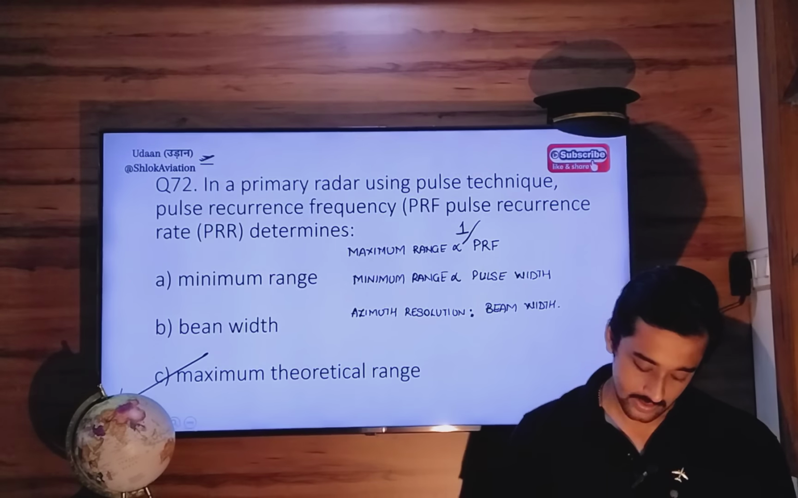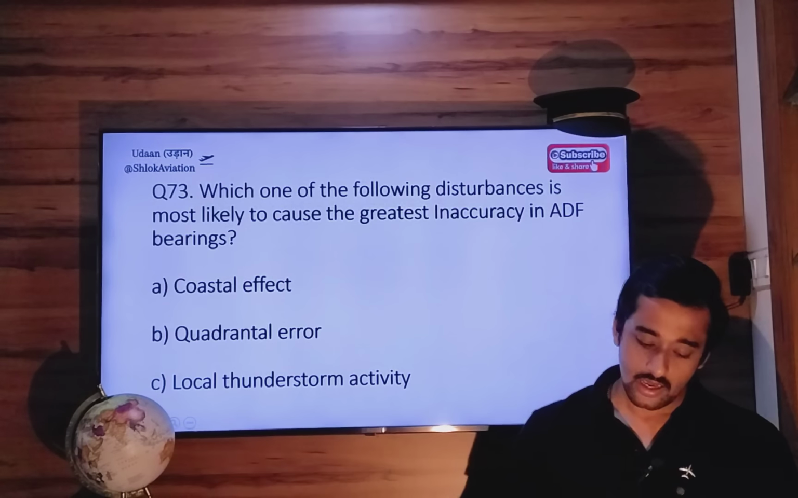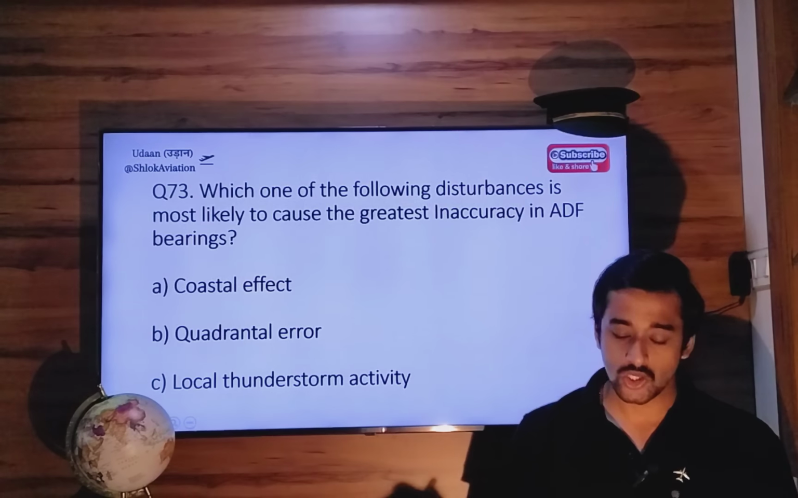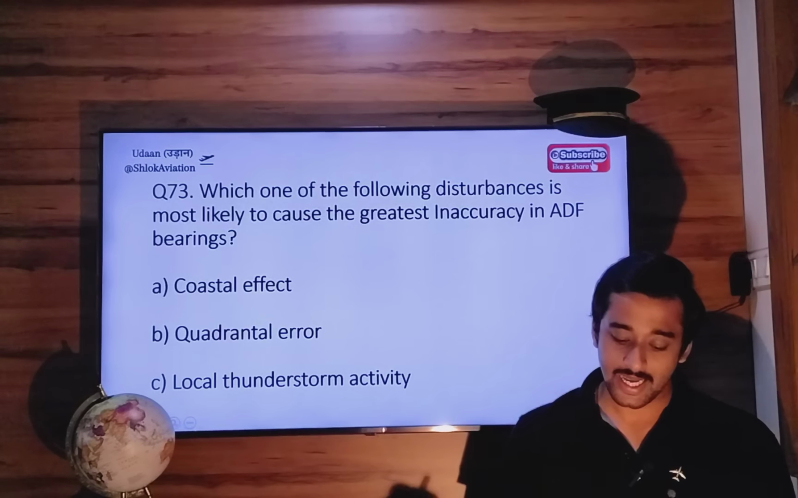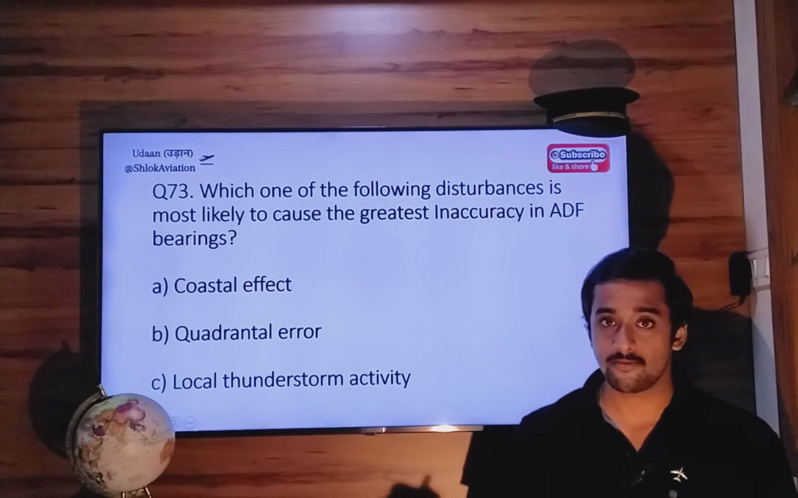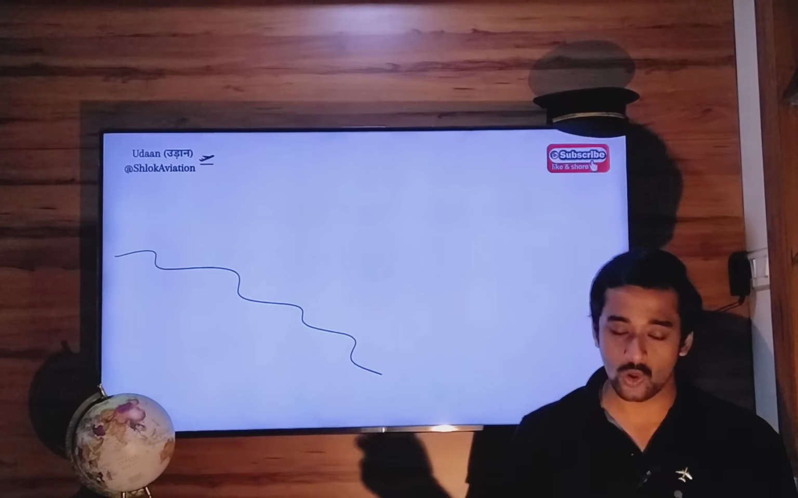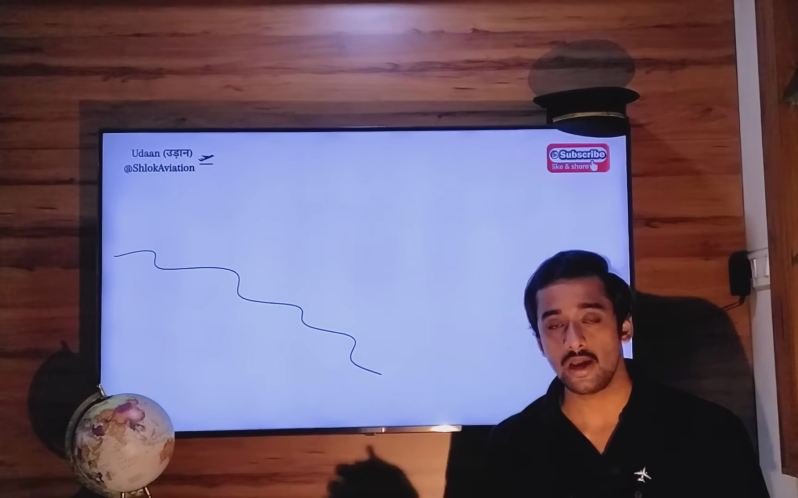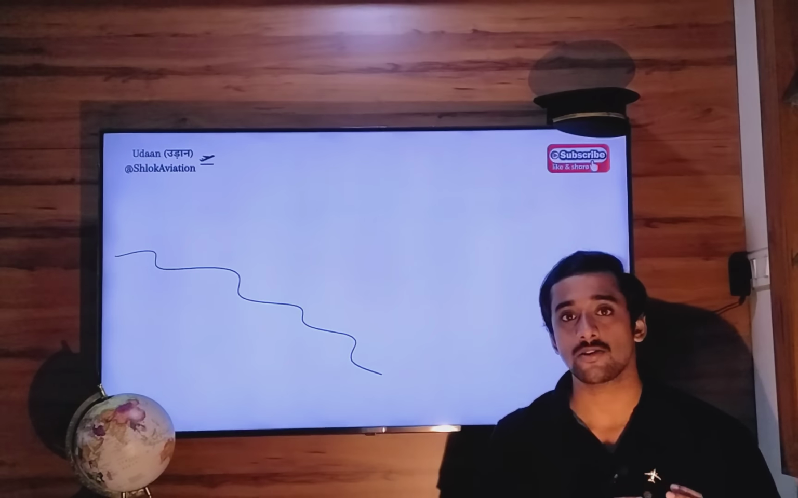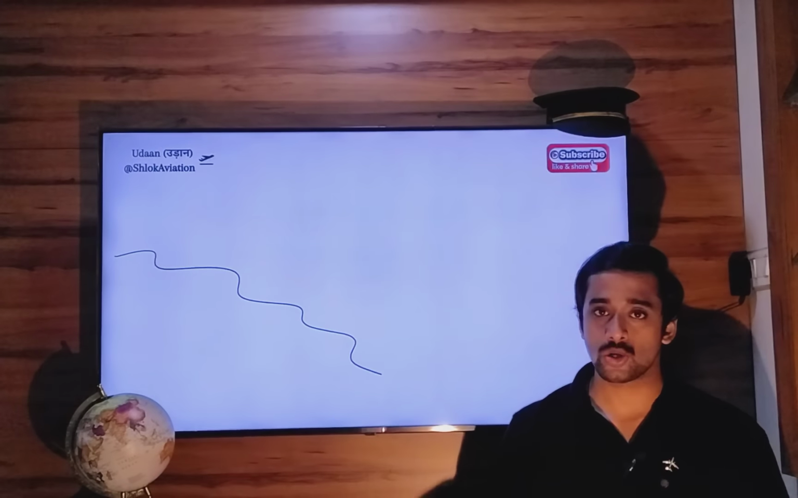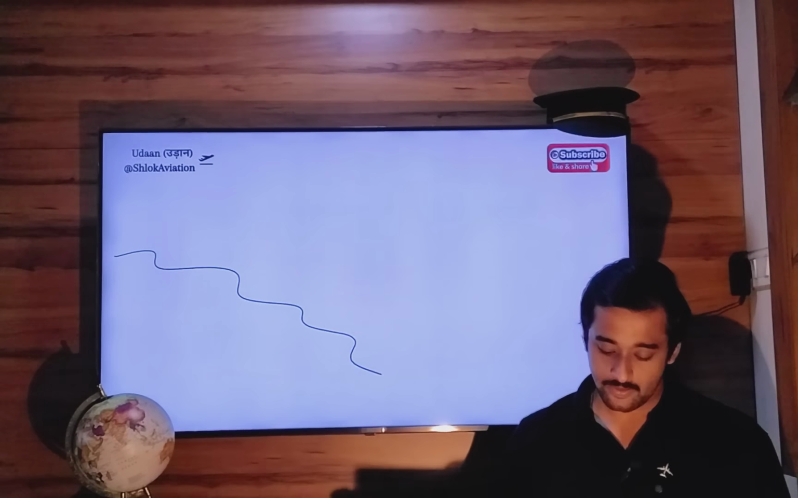That is that. Question 73. Which of the following disturbances is most likely to cause the greatest inaccuracy in ADF bearings? Now, coastal effect. What is coastal effect? Let's say this is the coastline. What is a coastline? It is the demarcation boundary between land surface and the sea or ocean water surface, right?